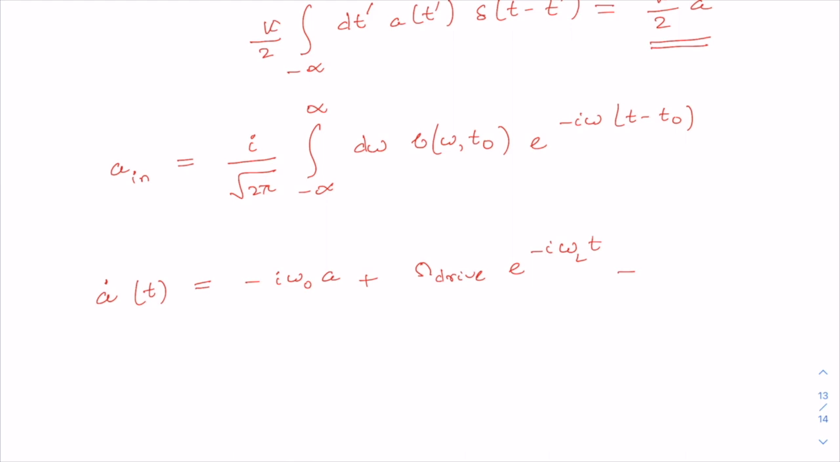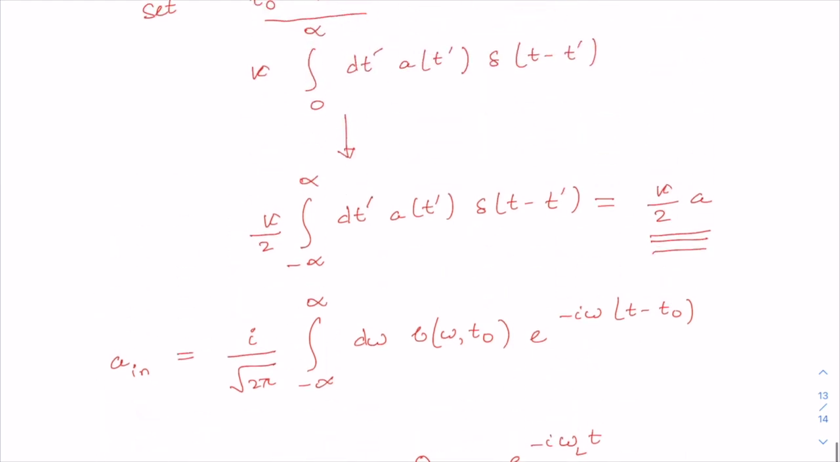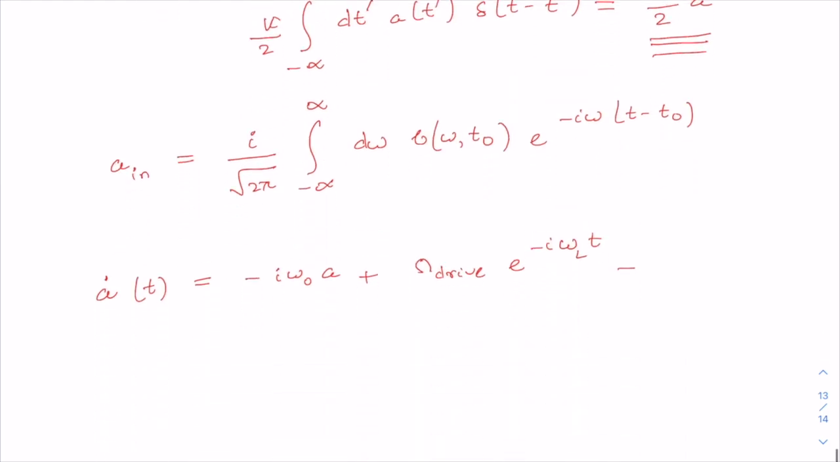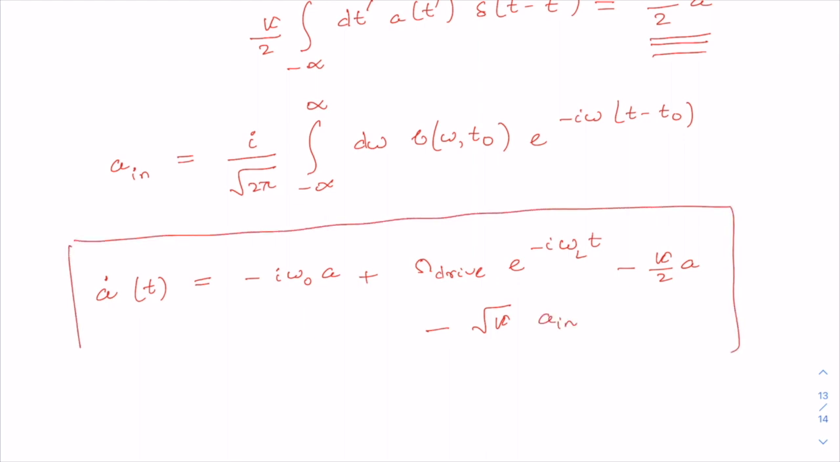Now the last term, the fourth term here, that is kappa by 2, let me put it first here, minus kappa by 2 a, and the third term will have here root over kappa a in. So this is a very important equation that we have now obtained.